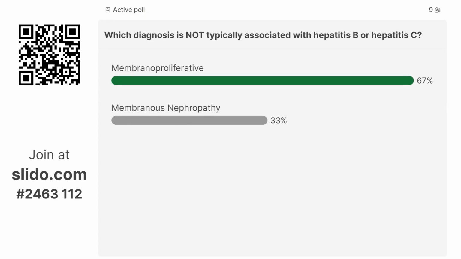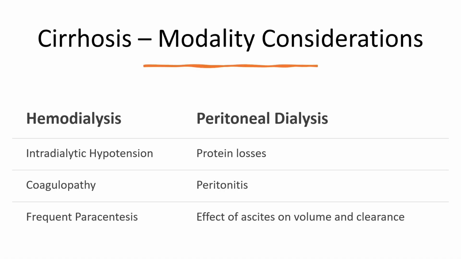So it is anti-GBM disease. The rest of those can be seen with viral infections. And so patients with cirrhosis, if they have hepatitis that's active, those things could be a consideration. There's also increased IgA deposition in cirrhotic patients. That doesn't necessarily translate to IgA nephropathy, but there is a higher rate of that compared to the general population. So a lot of risk factors for kidney disease in patients who have liver disease.